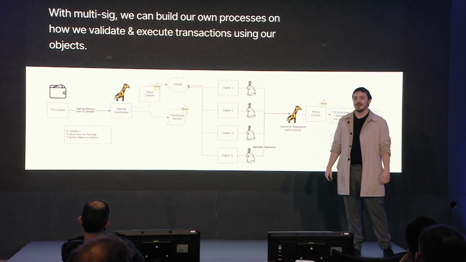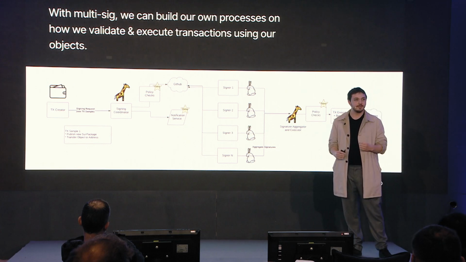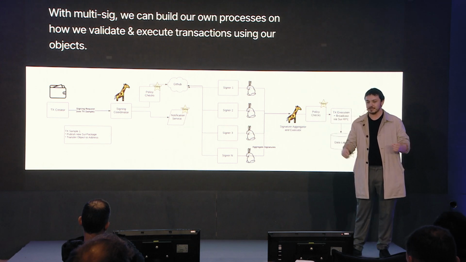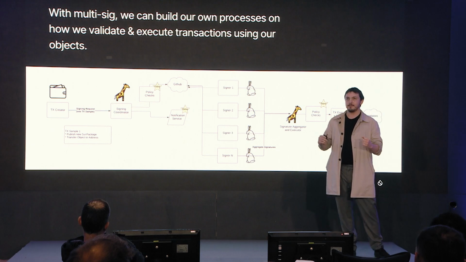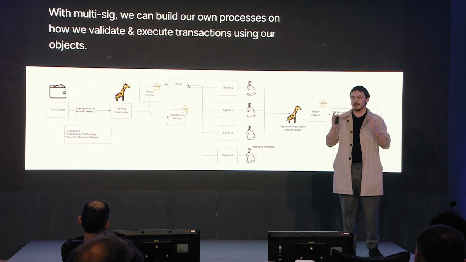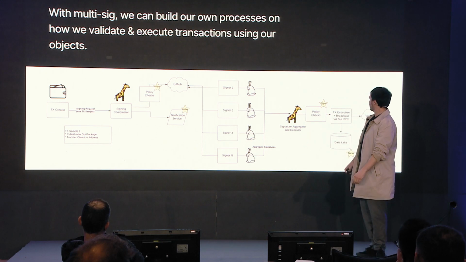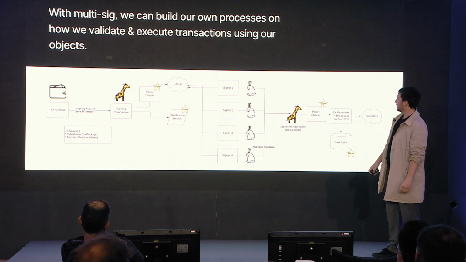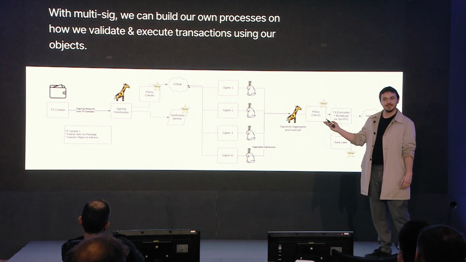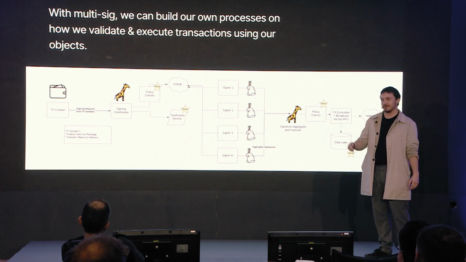And another great thing with multisig is that we can actually build processes. If we are running an organization, for instance, we can have a fixed way on how we validate and execute transactions for different actions that we need to do. This small diagram is an example on how we do multi-sig at Mysten Labs. So let's actually try and walk through an example through that.